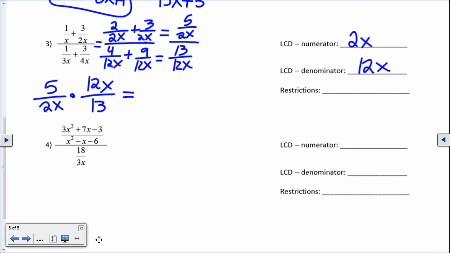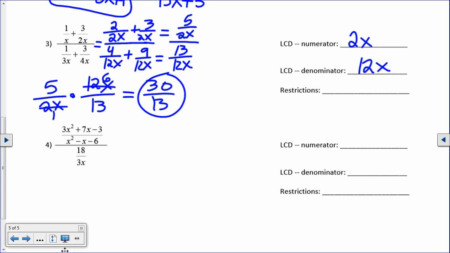Is there anything I can cancel? 2x and 12x? So the 2x goes completely away, right? And then what's left behind with the 12x? Yeah, because the x's cancel and then you divide by 2, so the 2 goes away and there's a 6 left over. No more x. So what would be left in the numerator? 5 times 6, and then the denominator, this turned into a 1 technically. So I have 1 times 13. 30 divided by 13.